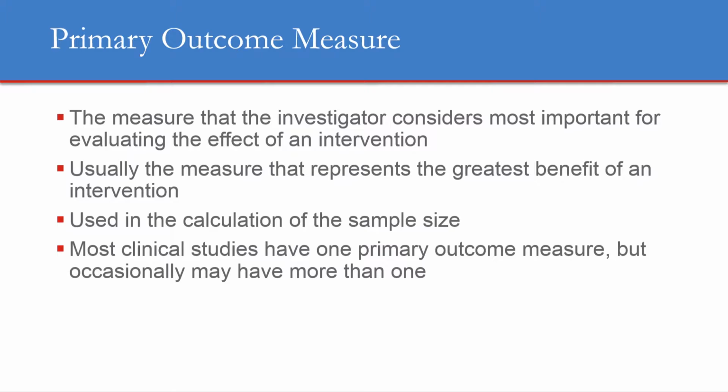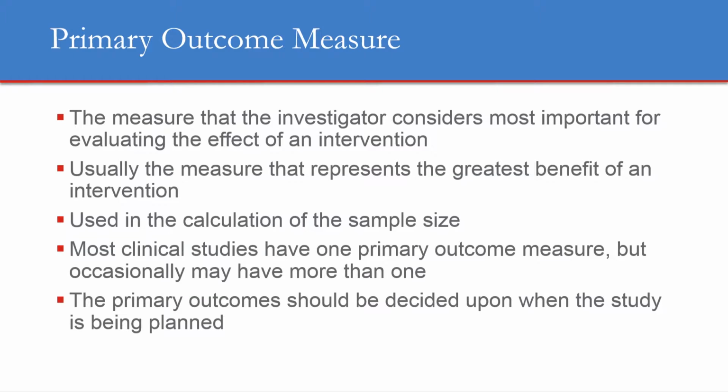Most clinical trials have one primary outcome measure, but some may have more than one, if there are different domains considered equally important to make a decision about risks or benefits. For instance, survival and quality of life. Investigators should decide on a primary outcome when designing the study, before it has started.